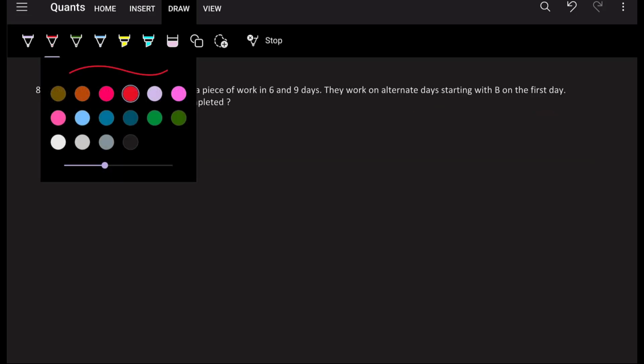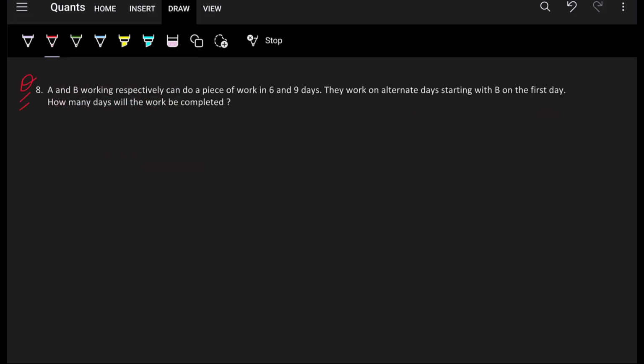So now we will do our 8th question. The question is that A and B respectively can do a piece of work in 6 and 9 days. A, B, 6, 9. The LCM will be 18, and it will be our total work. So the efficiency of A will be 18 divided by 6, which is 3. And for B, it will be 18 divided by 9, which is 2. So this is our efficiency of A and B.